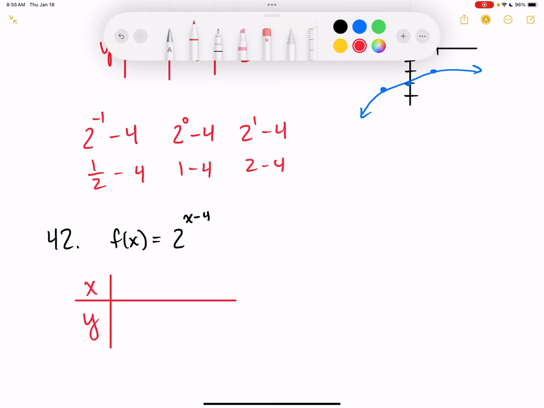Would this be 32 though? For -1, no, it would be 1 over 32. Well, yeah, 2 to the -5 then. How would you graph that? It would just be really close to 0. Like 1 over 32 would just be really close to 0.